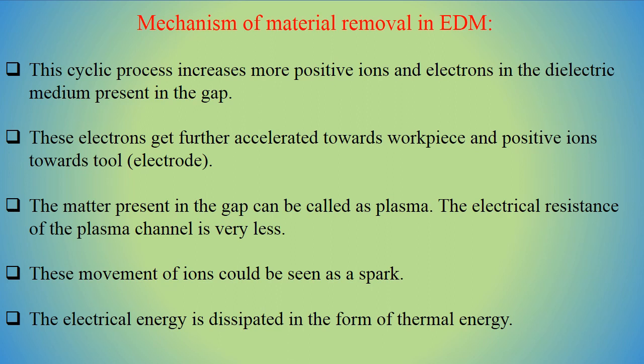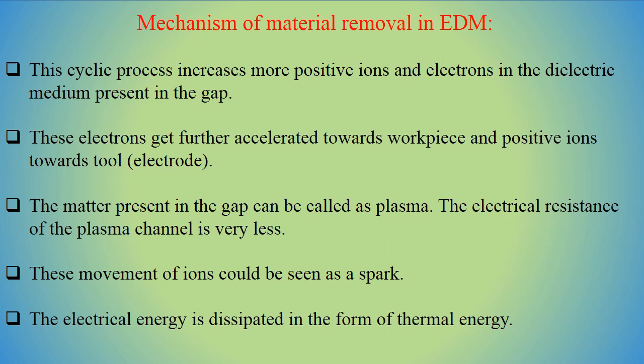This formation of positive and negative ions is a cyclic process in the working gap for a dielectric medium. The electrons which are liberated from the tool and those generated during collisions are accelerated toward the workpiece, and the positive ions generated during breakdown move towards the tool, which is the electrode connected to the negative terminal of the generator. Now there is a large concentration of positive and negative ions, which is called a plasma.